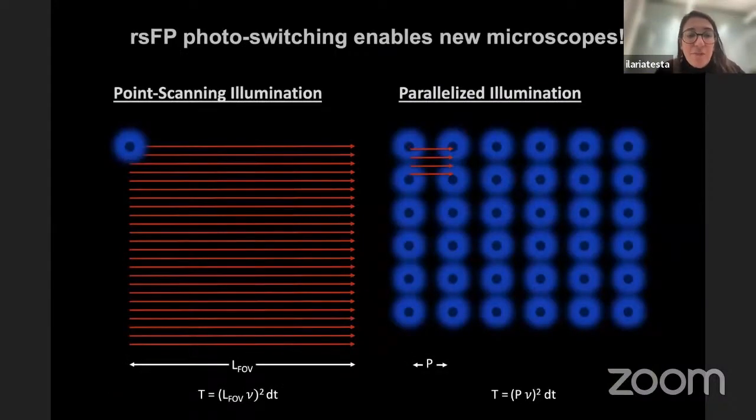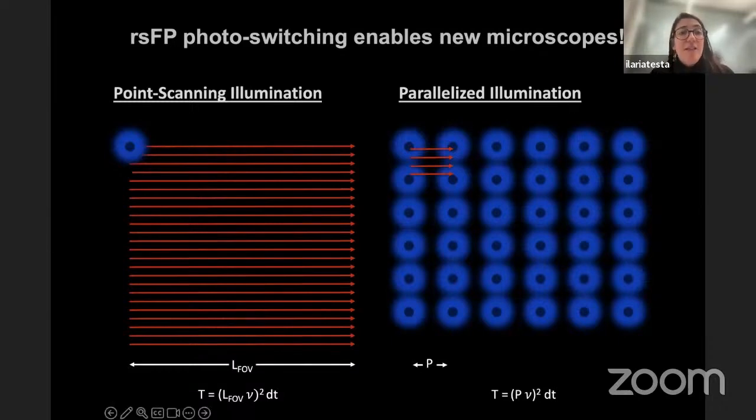It's a little bit inspired by what they did with spinning disk, right? Instead of using one dot, you have many illuminating at the same time. So the large field of view comes almost for free. So we can do the same with super resolution. We just need to be much better in designing our illumination pattern.